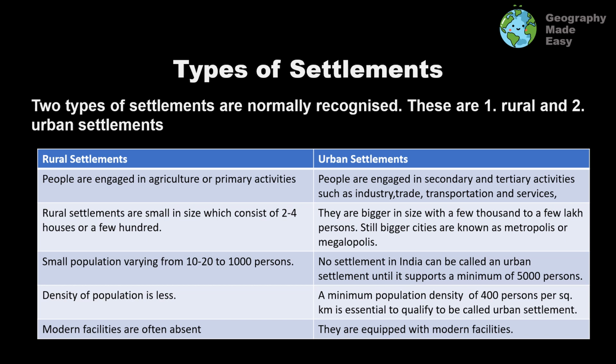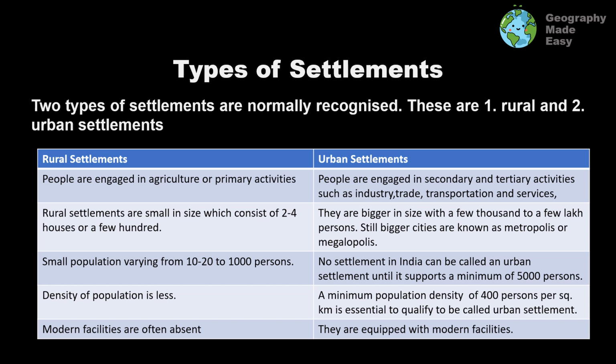In rural settlements, the primary activity is agriculture or any other primary activity such as fishing, which is not a commercial activity or in the secondary sector. Whereas on the other hand, in urban settlements, people are engaged in secondary and tertiary activities, which is industries, trade, transportation, services, and so on.